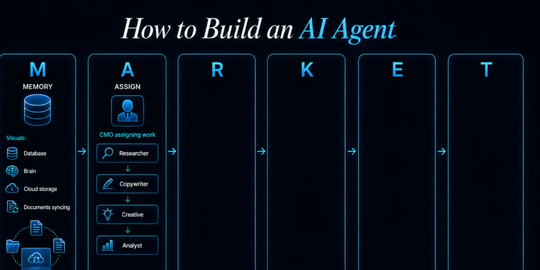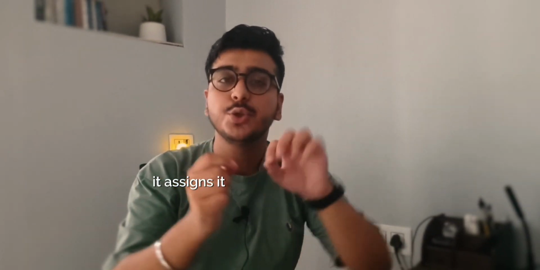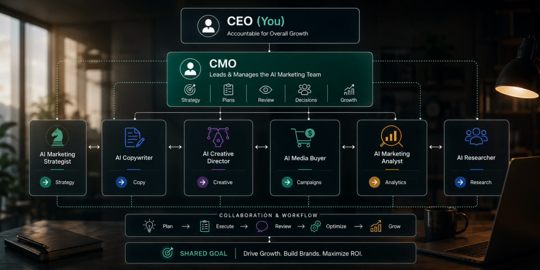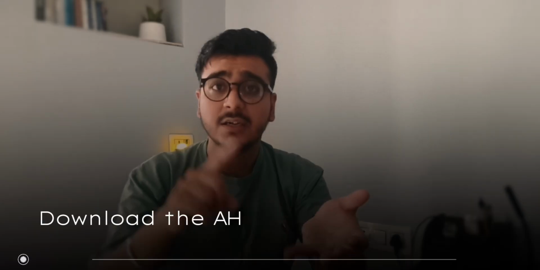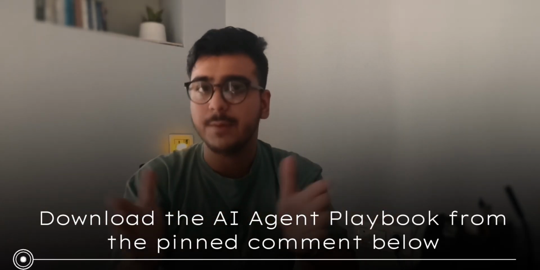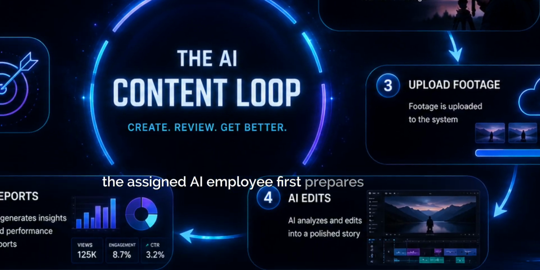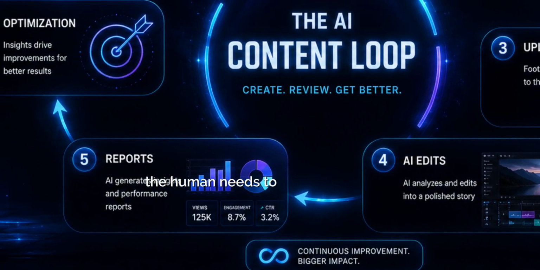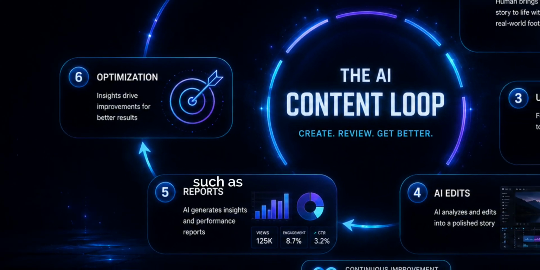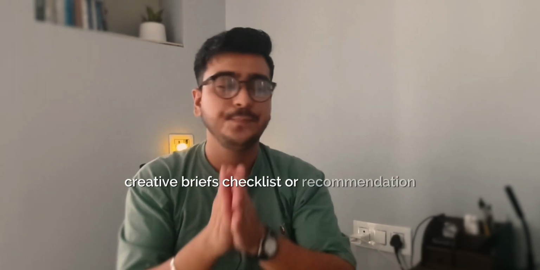Then we have A, assign. Assigning the task. When the CMO receives a request, it assigns it to the right AI employee. This AI employee can be a researcher, copywriter, creative director, media buyer, and even analyst. If the task requires human involvement, the assigned AI employee first prepares everything the human needs to execute the work, such as scripts, shortlist, creative briefs, checklist, or recommendation.